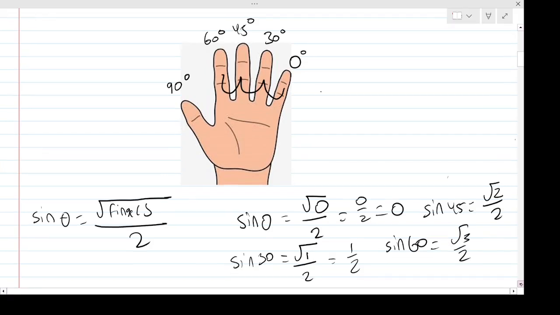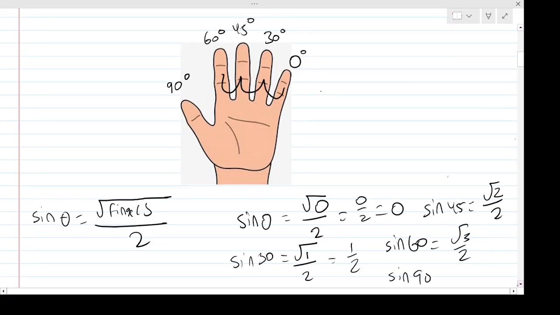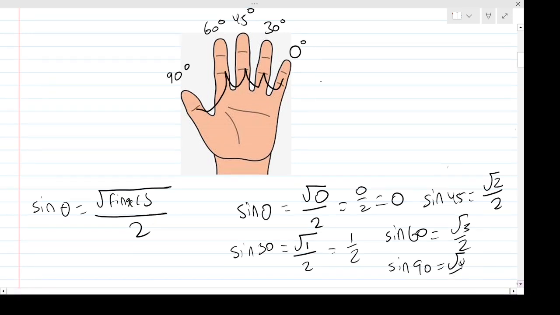And lastly, sine 90. Well, we'd have to move 4 fingers, so 1, 2, 3, and then 4 there, okay? So it'd be root 4 over 2. Well, root 4 is just 2. So we get root 4 over 2, which is 2 over 2, which is just 1.